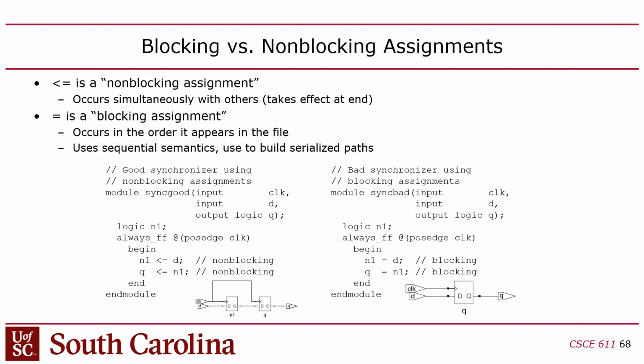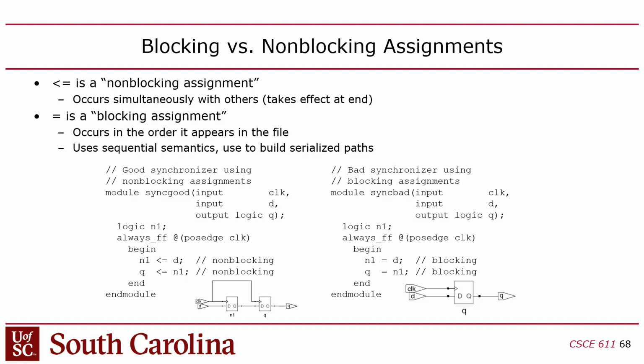So what ends up happening is that this creates a 2-cycle delay, because I have to activate this once to get D into N1, and I have to activate it a second time on the next clock to get N1 into Q, right? So it creates 2 flip-flops in series, essentially. It creates a shift register, right? And the reason for that is because this second line of code, even though it appears after the first line of code that sets N1, doesn't see the updated version of N1. It sees the old version of N1, right?